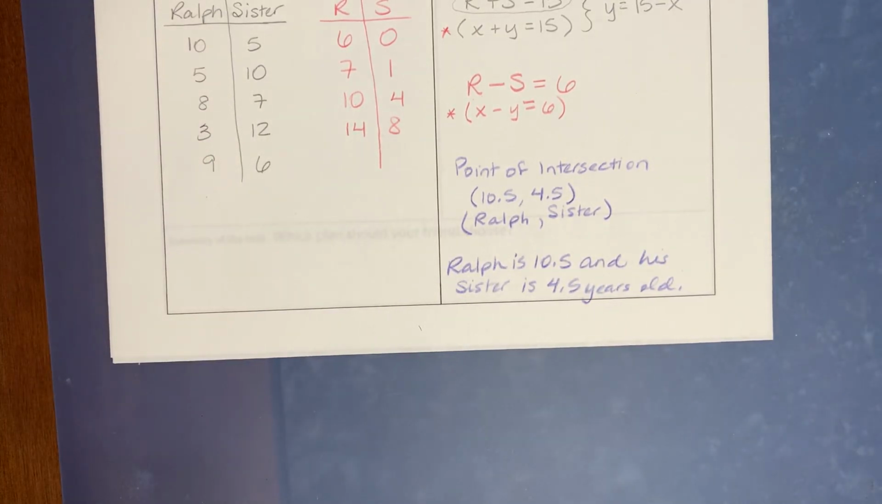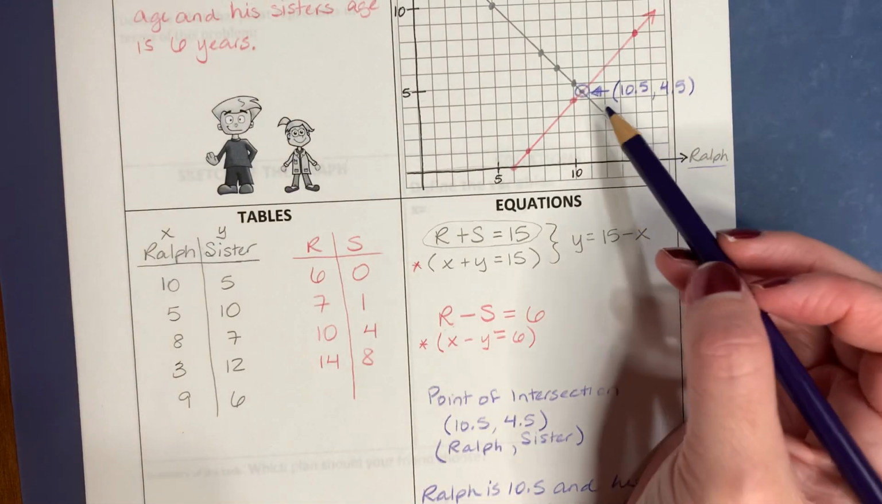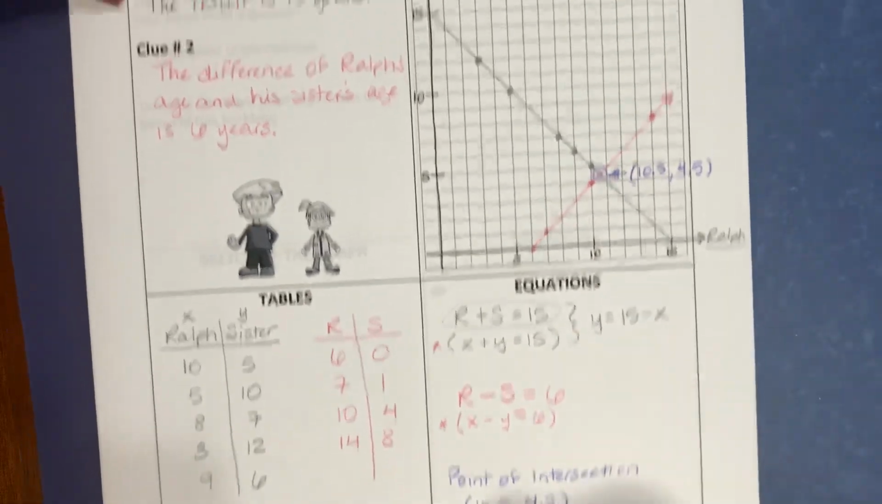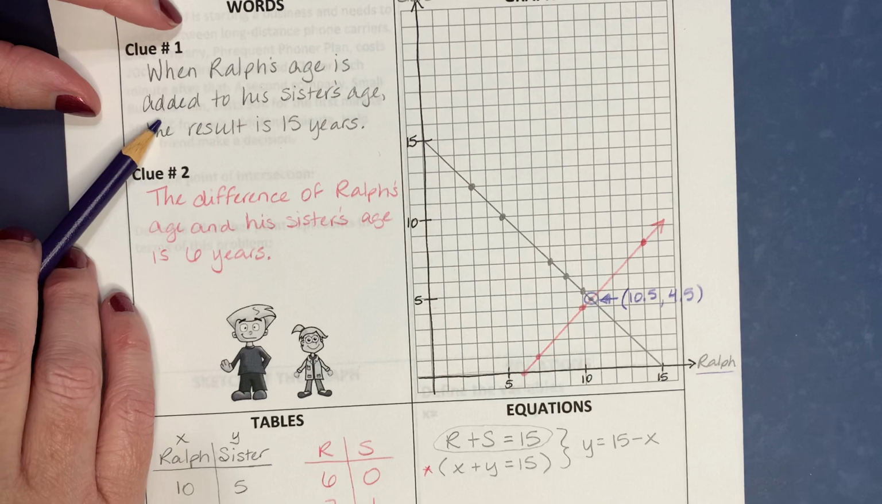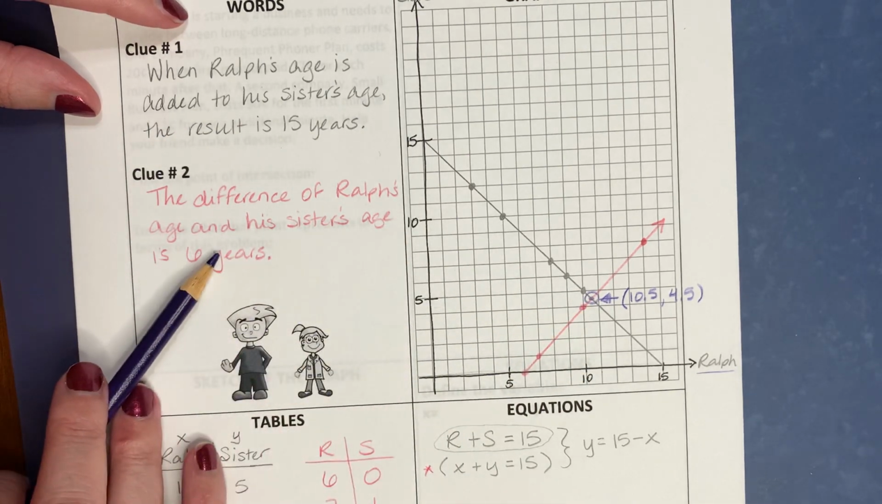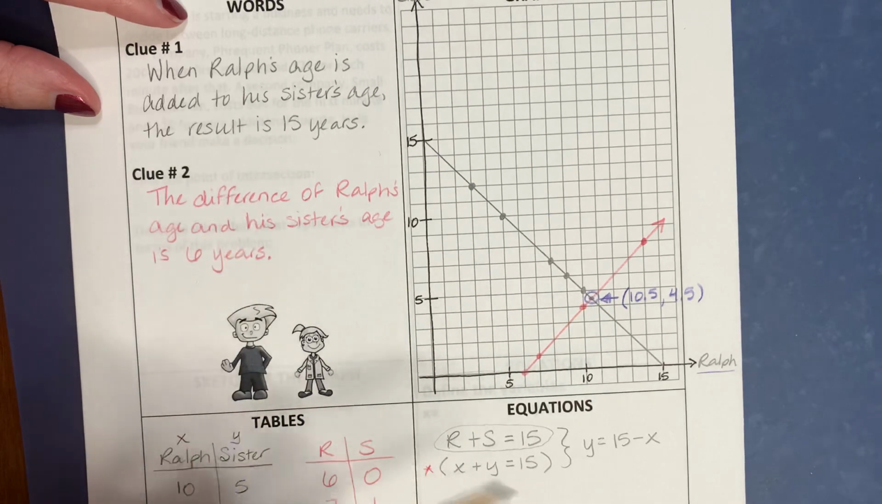Right? Done. Right? So again, the reason this is my solution is because it is true for both clues. When we add their ages, we get 15. When I subtract their ages, I get 6. This point is true for both equations.